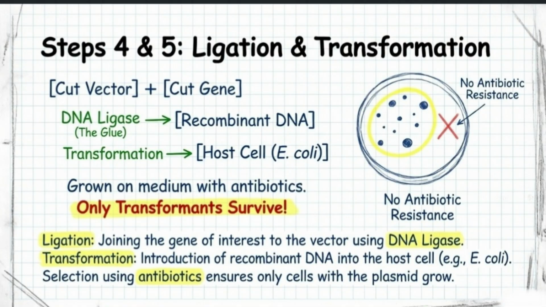So to summarize, checkmark ligation, joining the gene of interest to the vector using DNA ligase. Checkmark transformation, introducing recombinant DNA into the host cell. Checkmark selection, antibiotics ensure only cells with the plasmid grow. And that completes steps 4 and 5, ligation and transformation.